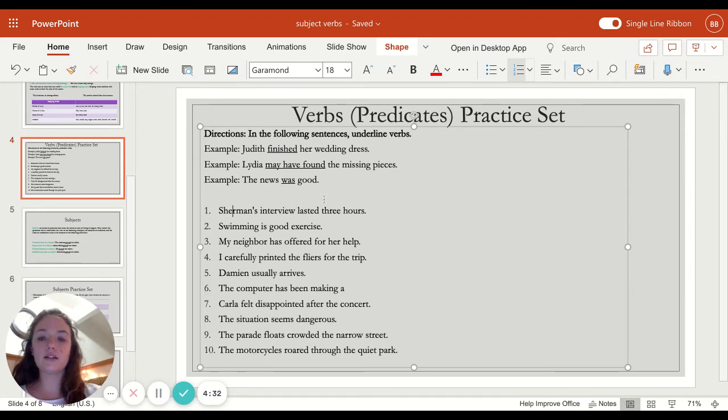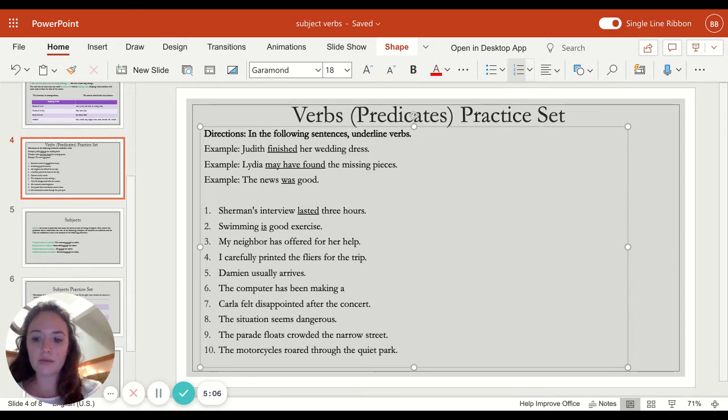So number 1, Sherman's interview lasted 3 hours. So we'll talk about subjects in a second. Lasted is our verb, right? What did it do? It lasted. So we just underline that. And then swimming is good exercise. Is, we know, is a linking verb. And swimming can be a verb, but it is not acting as a verb in the sentence.